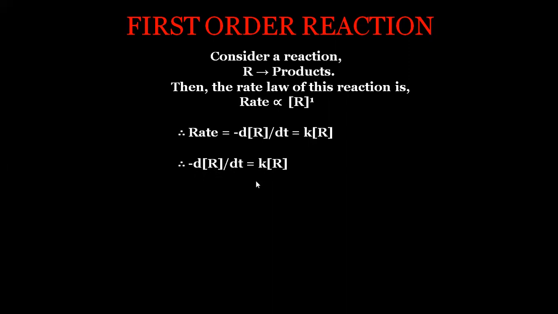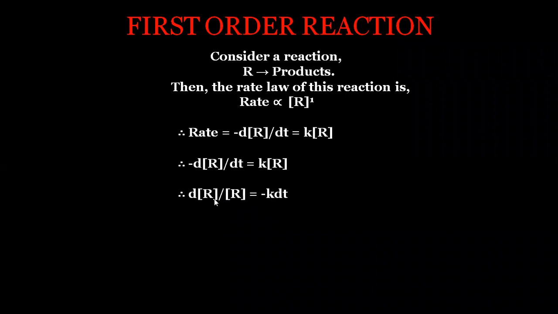Then if I rearrange it, bringing similar variables to the same side, I'll bring R to the denominator on the left hand side, so it will be minus dR by R, equal to, bringing dt to the right hand side, minus k dt.